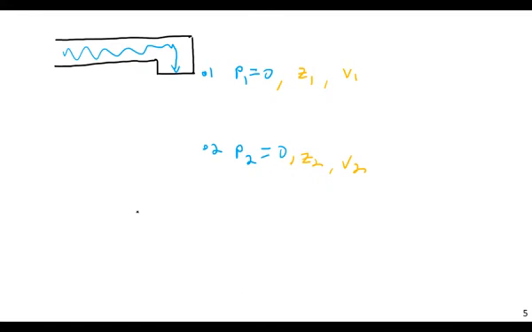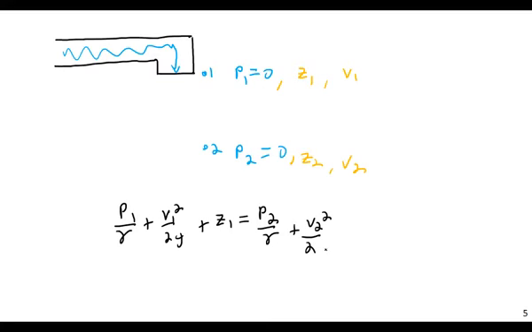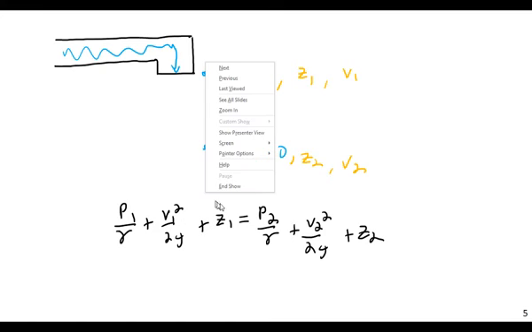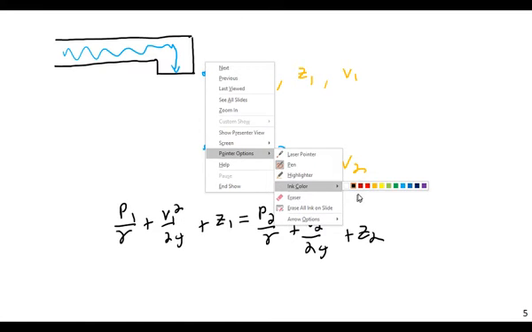So let's go back to Bernoulli. Again, P1 over gamma plus V1 squared over 2G plus Z1 equals P2 over gamma plus V2 squared over 2G plus Z2. Now, in this case, the pressure terms are going to cancel out.